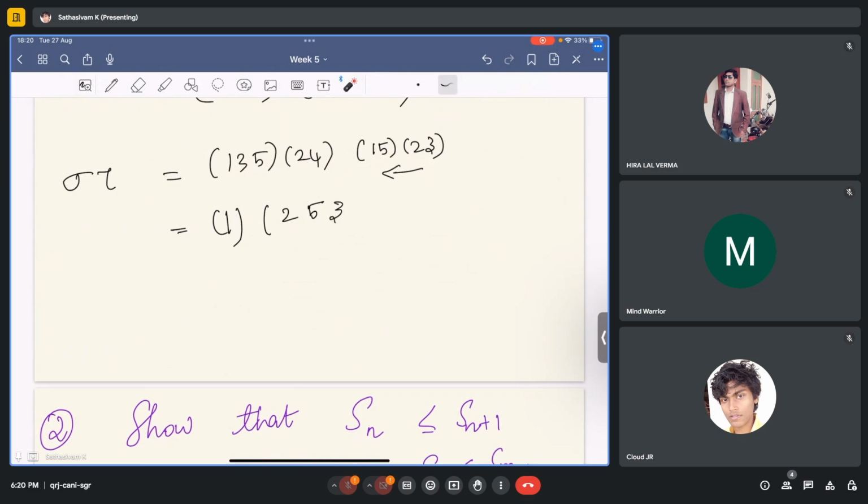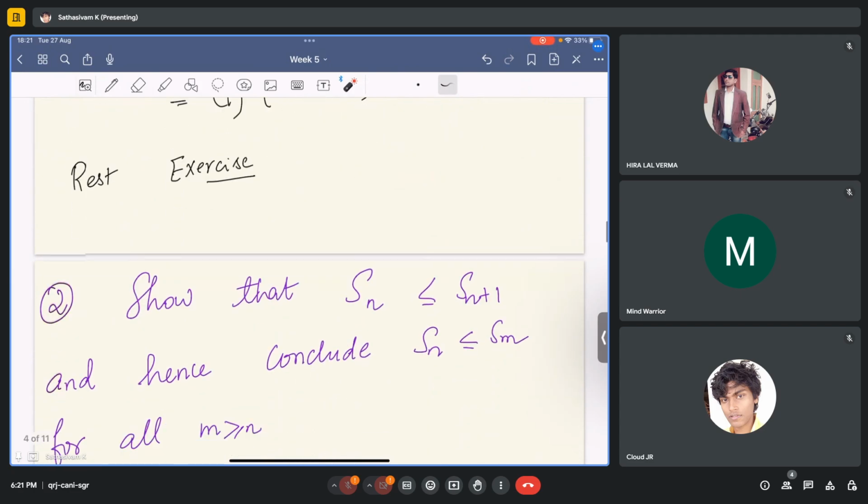Now let's look at the 3. 3 goes to 2, 2 goes to 4, and there's no 4 here. So this is 4. You can see here, this is a product of disjoint cycles. So the rest of the thing I'll just leave as an exercise. It's exactly the same. So the only idea here is basically you just have to go in this direction and find it. It's not hard.